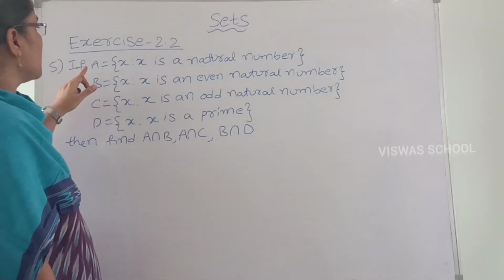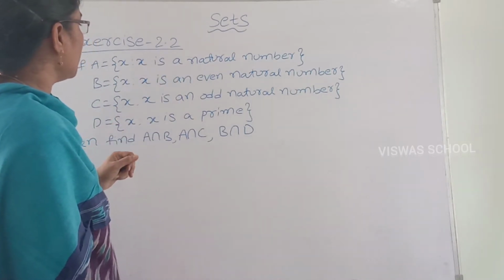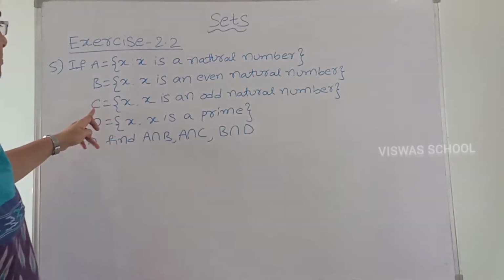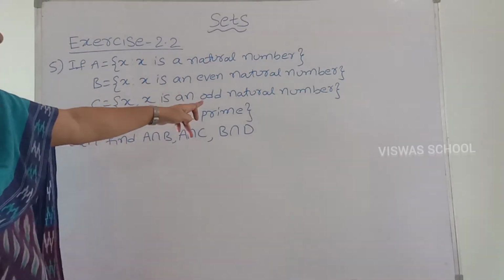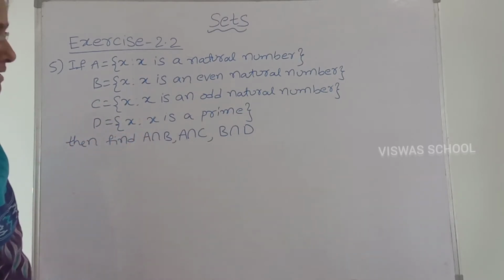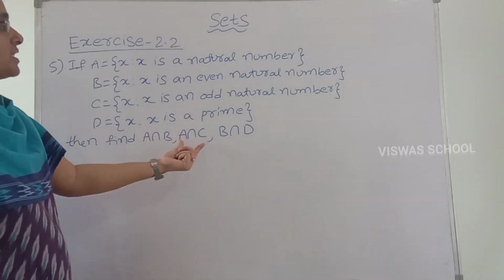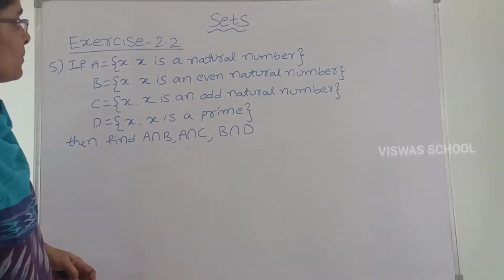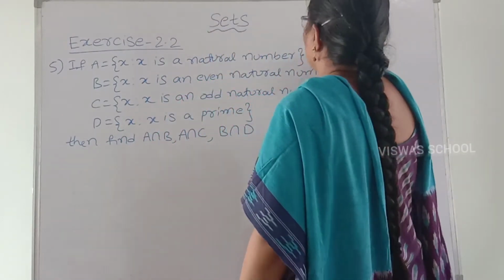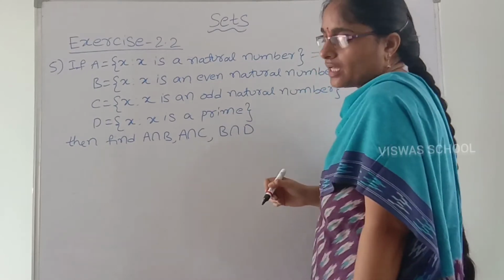Next one is, if A equals x such that x is a natural number, and B equals x such that x is an even natural number, and C equals x such that x is an odd natural number, and D equals x such that x is a prime, then we have to find A intersection B, A intersection C, and B intersection D. Once see here it is in set builder form. First write these in roster form, that is we have to write the elements.